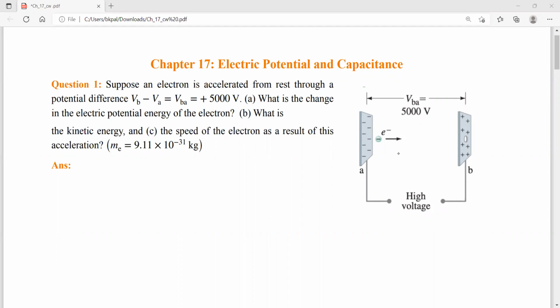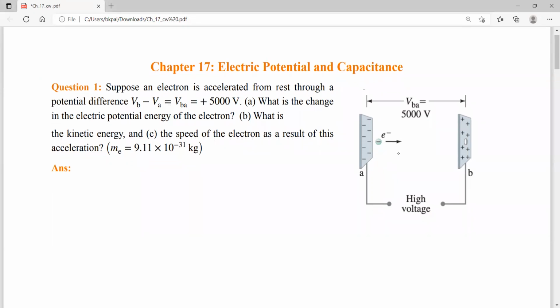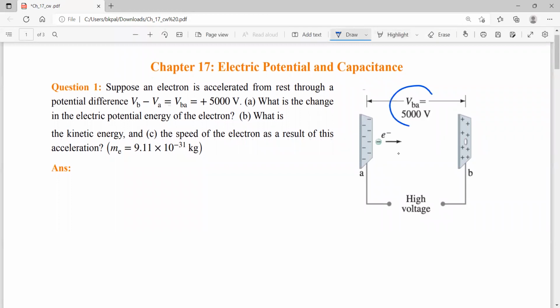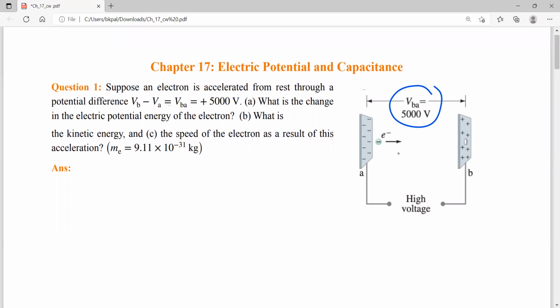It says that we have two parallel plates charged with positive and negative charge, and the potential difference between the positive charge and negative charge is 5,000 volt. So this is the potential difference, and we have a charged particle. Here the charged particle is an electron, the negatively charged particle.